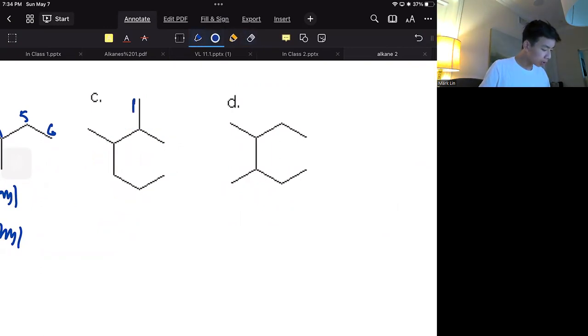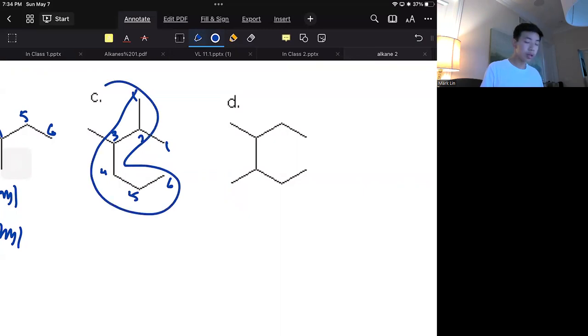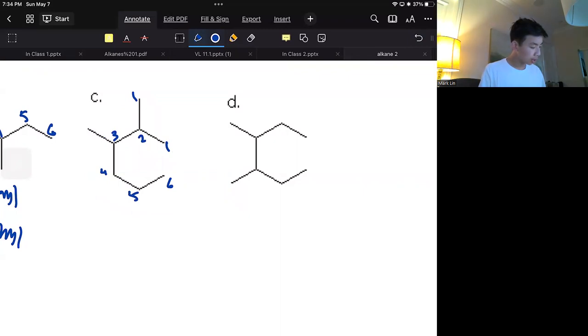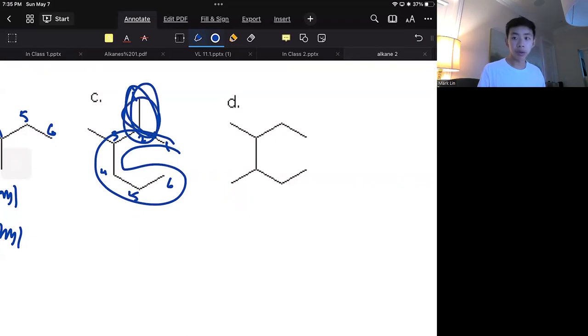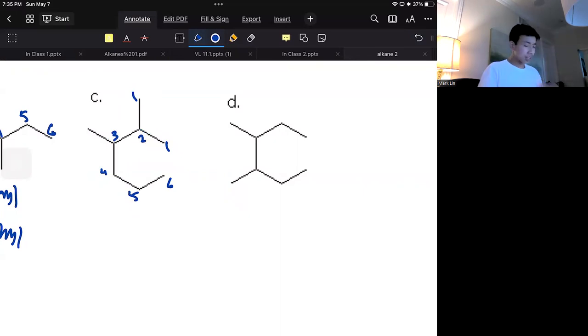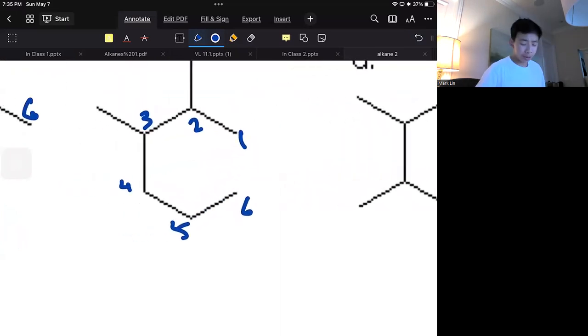It also could be this one too, but it doesn't really matter because in this case, either way, if this is our main chain, our first substituent will still be at number 2. But if this was our main strand, number 2 will be our first substituent. Hopefully I'm making sense to you guys. If not, that'll be pretty bad.